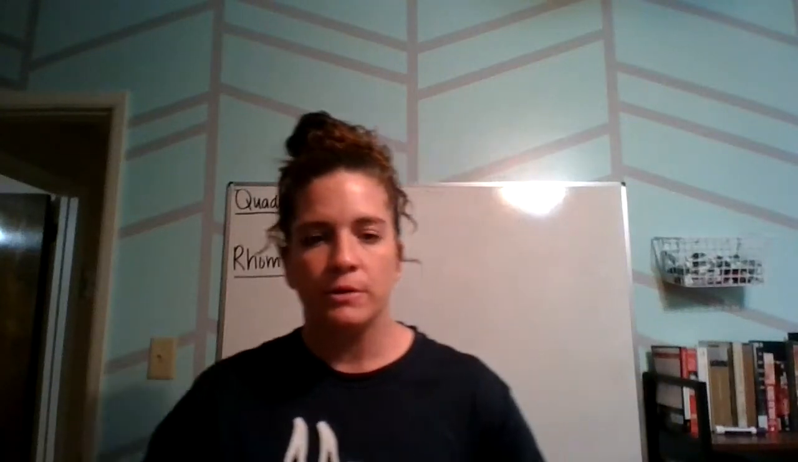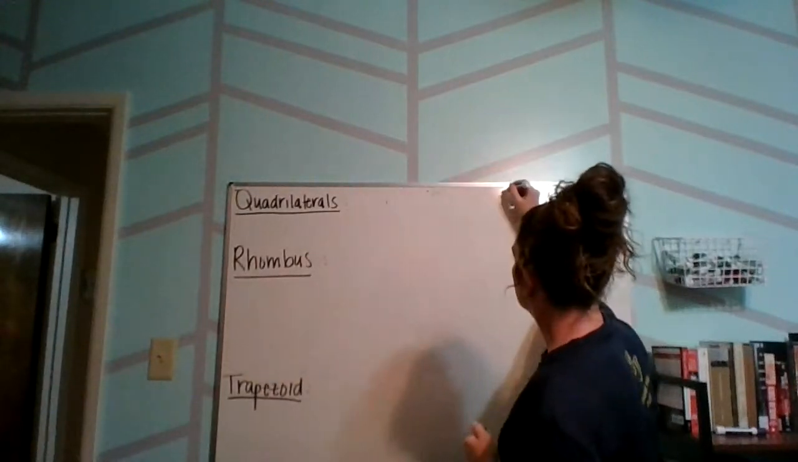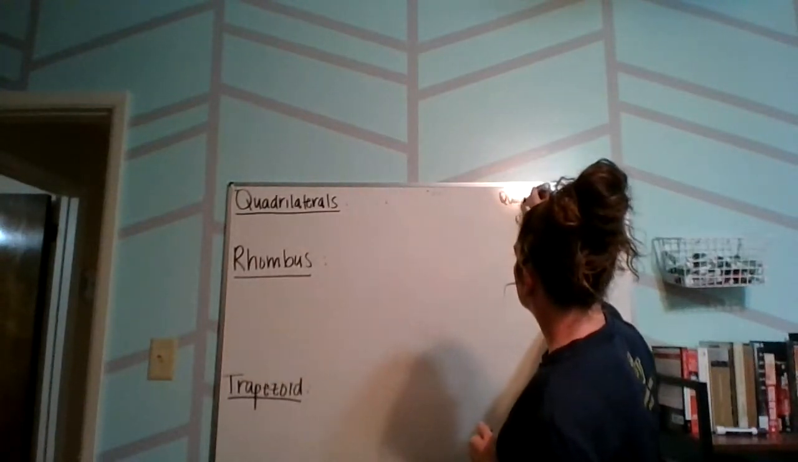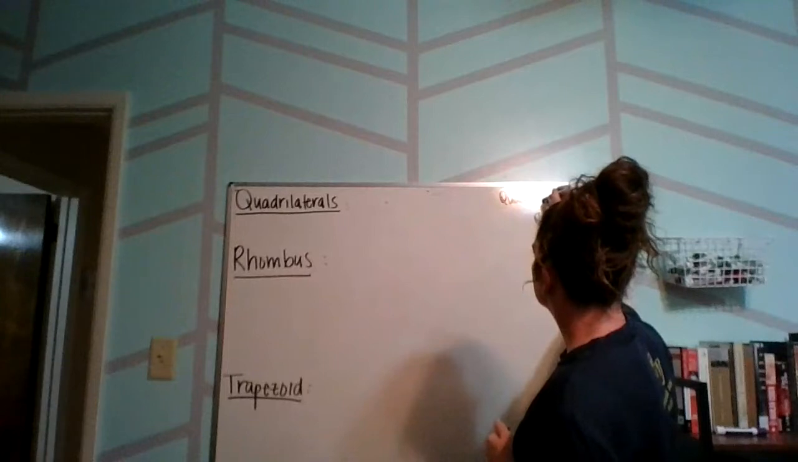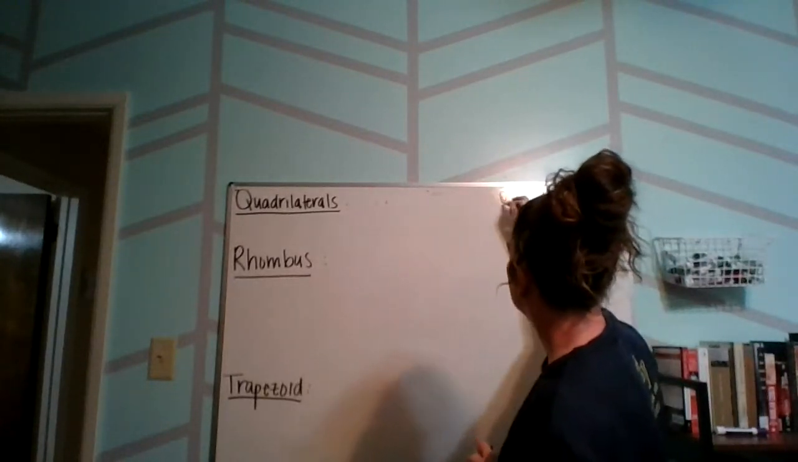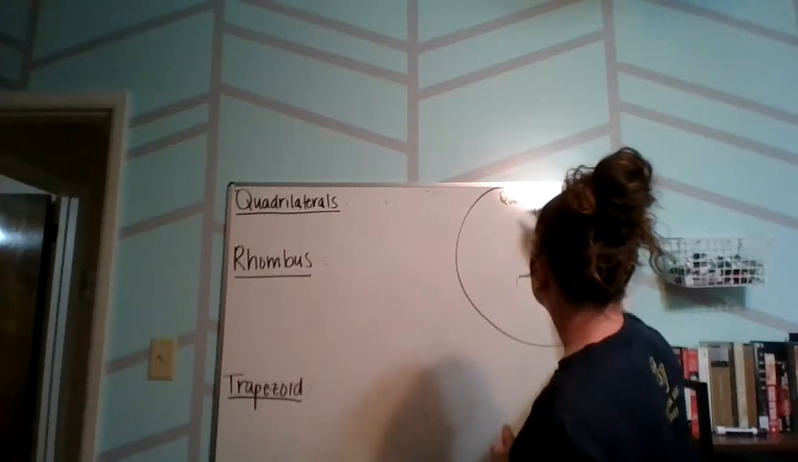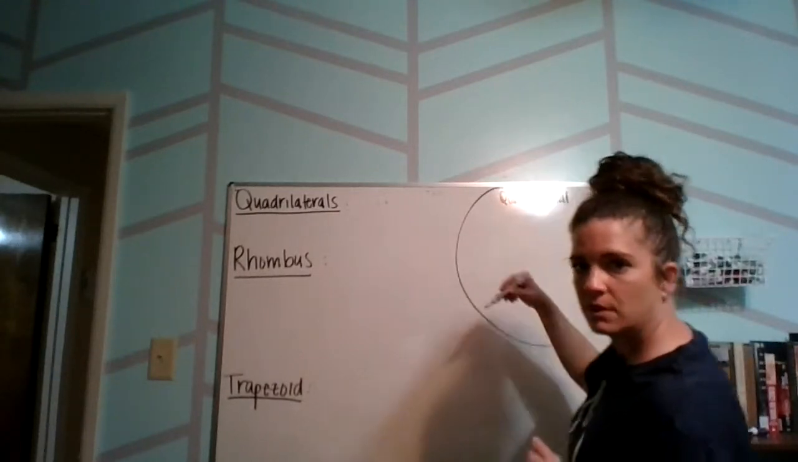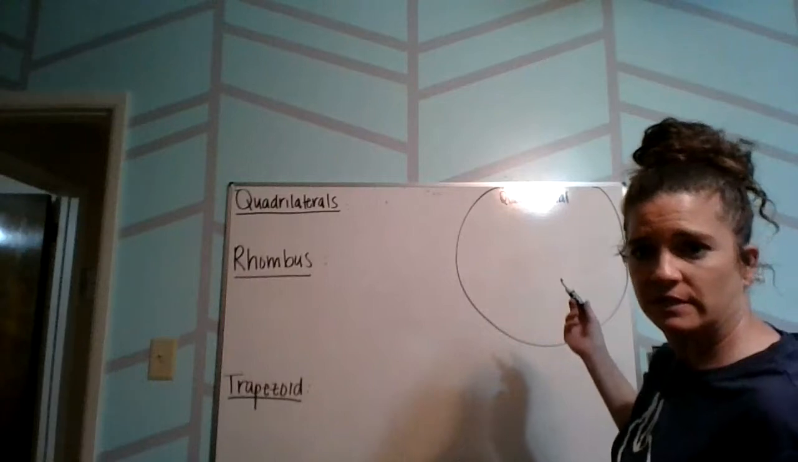Alright guys, so we're going to finish off with our other quadrilaterals that aren't as common. So remember, quadrilaterals have 4 sides to them, but there are other categories of shapes within the quadrilaterals. So before, we had quadrilaterals, okay?